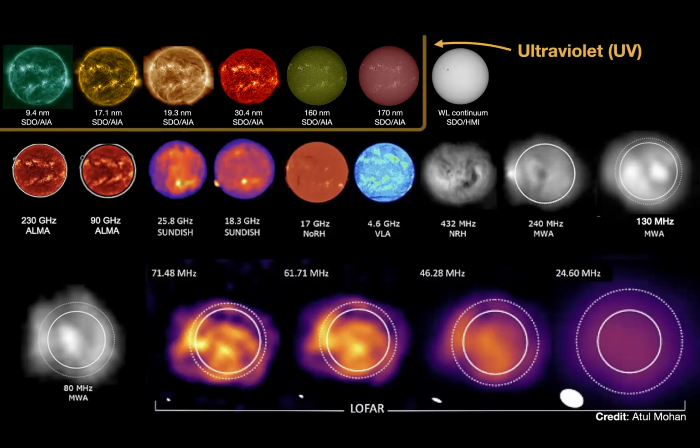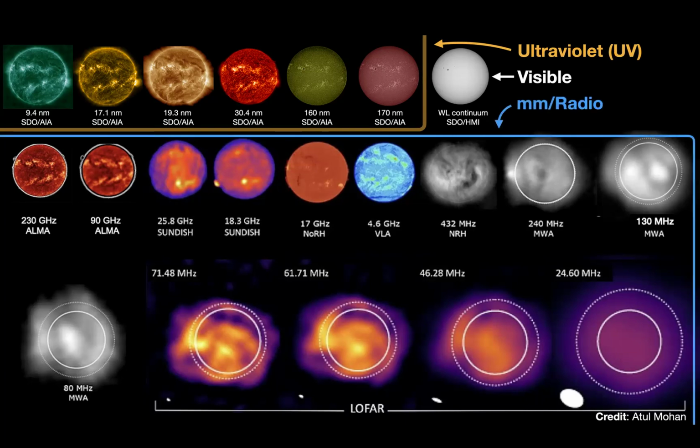You have at the top right here observations in the ultraviolet from the Solar Dynamics Observatory. You have the visible here shown as the white light continuum, also from the Solar Dynamics Observatory. And the rest of these are all in the millimeter and the radio. So you can probably recognize ALMA here, at least, shown as full disk ALMA total power maps of the sun at 230 and 90 gigahertz.